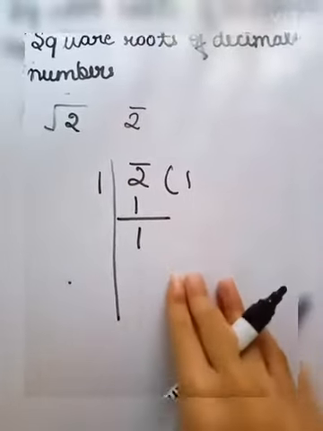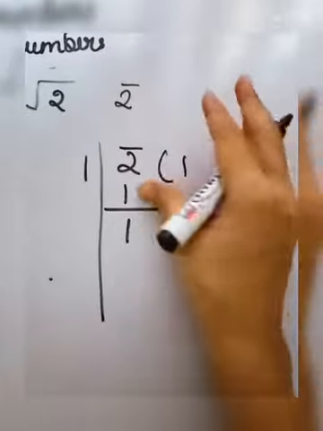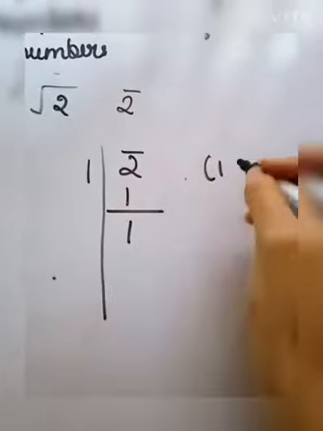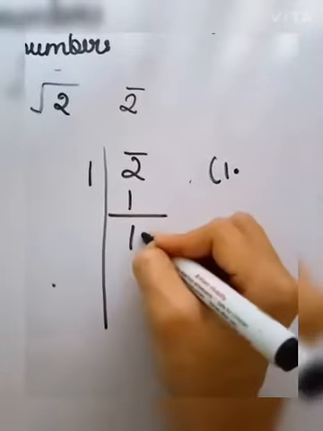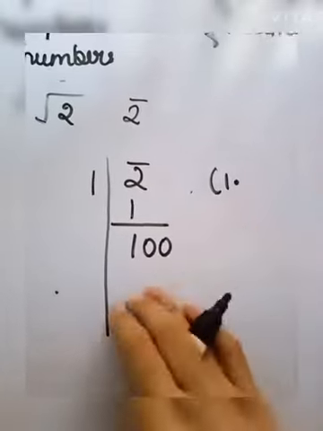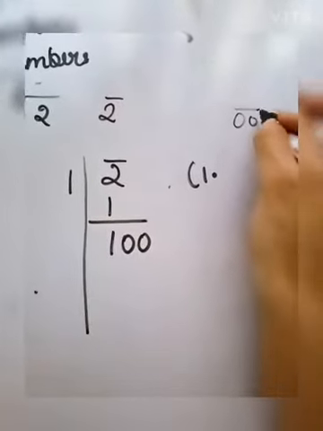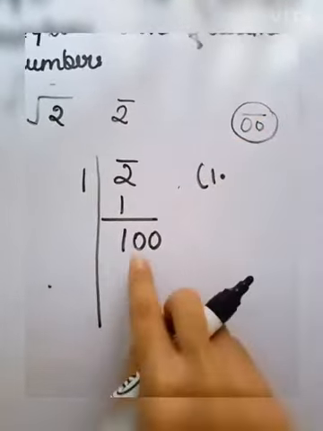Now see, we do not have any number after 2. So we will put a point here and copy 2 zeros. Why 2 zeros? Because we copy the period, right? When we copy a period, we will put 2 zeros here.